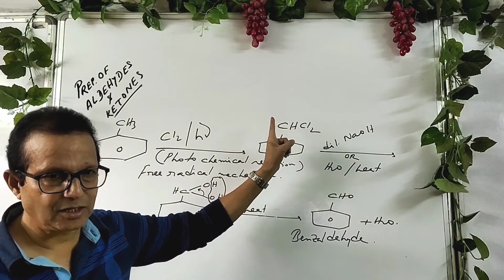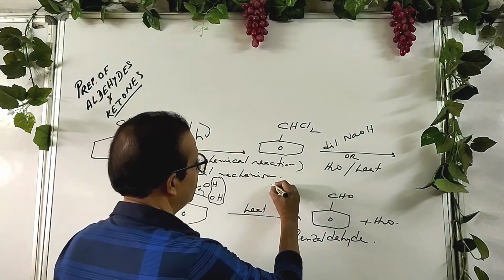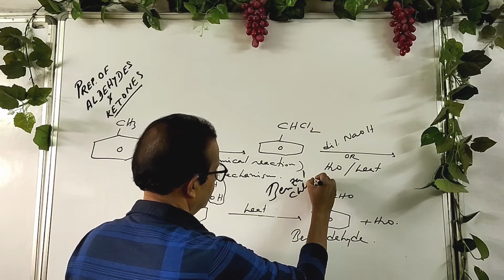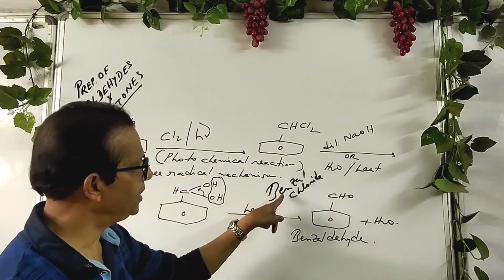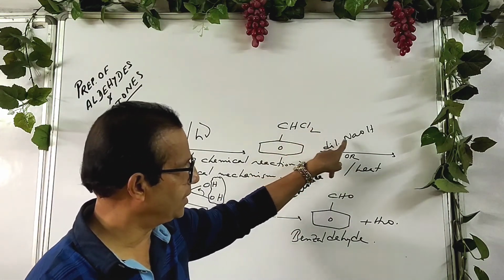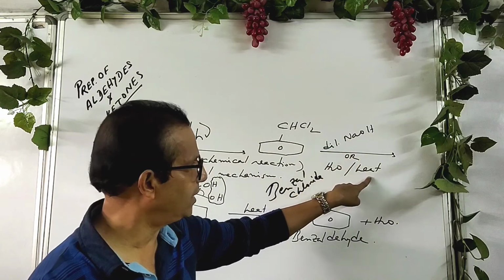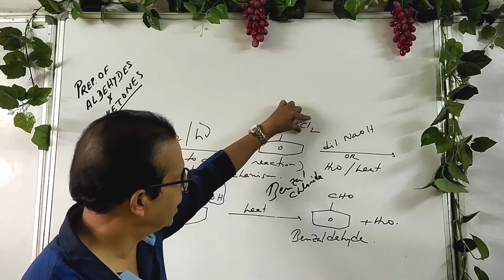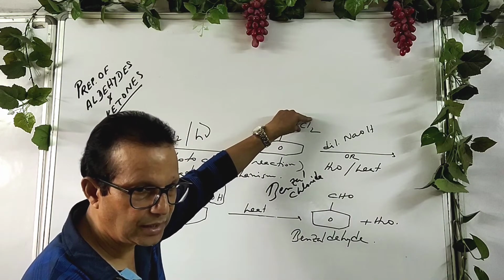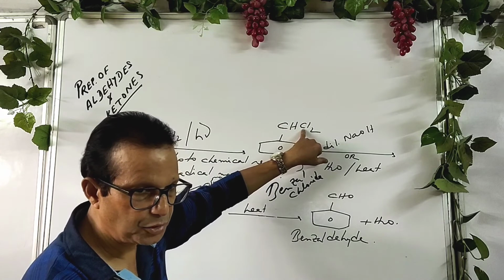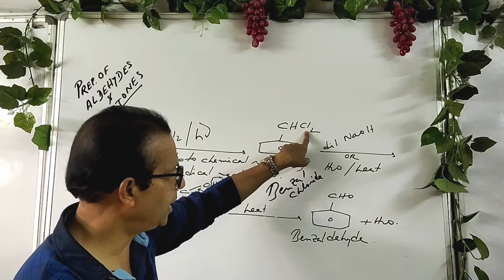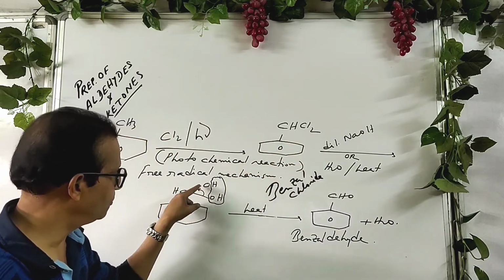This is called benzal chloride, B-E-N-Z-A-L, benzal chloride. When it is treated with dilute sodium hydroxide or heated with water, the chlorine atoms are substituted by OH group of water. Here nucleophilic substitution reaction takes place. So the 2 chlorine atoms are replaced by OH group.